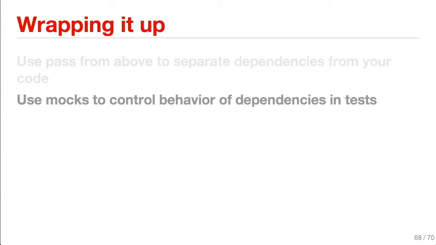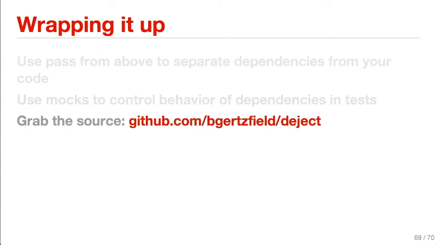One note: the DMOCK code hasn't really been maintained in many years. It is out there on the internet. I don't remember if it's on GitHub or what, but I've modified it a bit to make it actually compile with modern DMD. We might need to fork DMOCK since there isn't a maintainer currently, but if anybody's interested in maintaining it, come talk to me and we can work out some sort of system. And you can grab the source code for Deject today. It's on GitHub under Ben Gertzfield Deject.